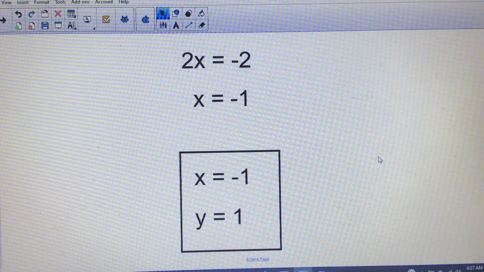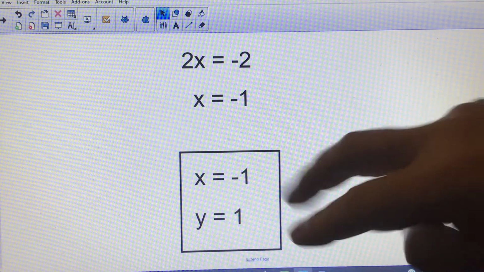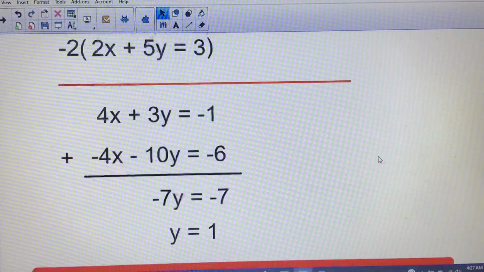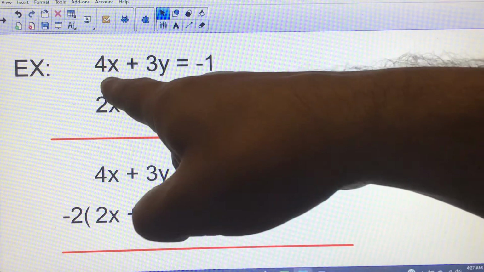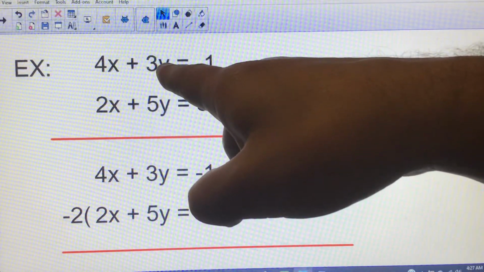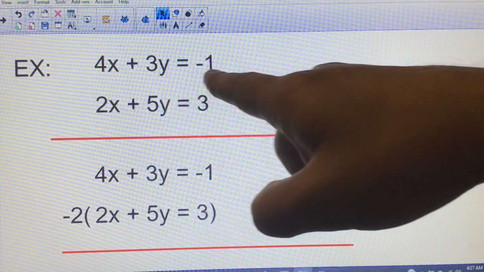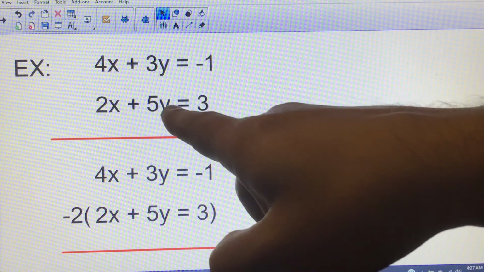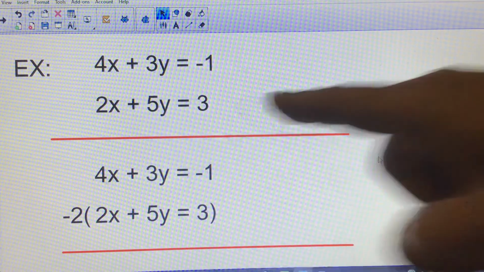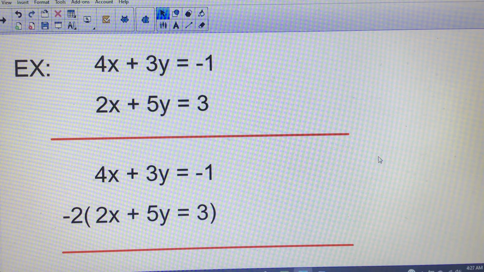And if you want to check them, you can. You don't have to, but if you want to make sure you're correct, you can see if these actually work. So x is -1 and y is 1. If you try them back in the original equation, you'll see that they work. So if you make this -1 and this 1, you'll get -4 plus 3, which is -1. And if you make this -1 and make this +1, you get -2 plus 5, which is 3. So that set of x and y work. No other pair of x and y would work. So those are the answers to the equation.